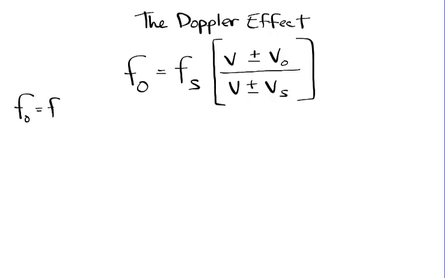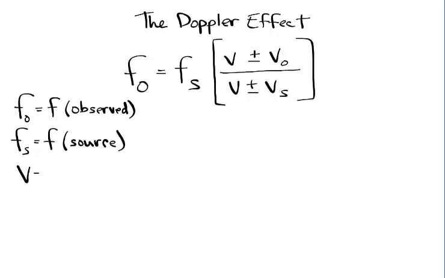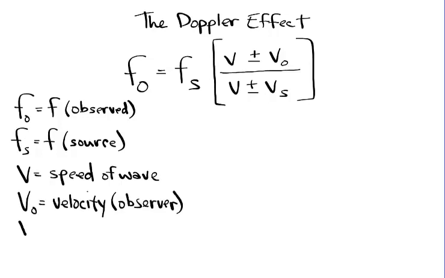FO is the frequency that is observed. Fs is the frequency generated by the source. V is the speed of the wave. This is sound we're talking about, so this would be the speed of sound. If this is light, it would be the speed of light. VO is the velocity of the observer, and Vs is the velocity of the source.